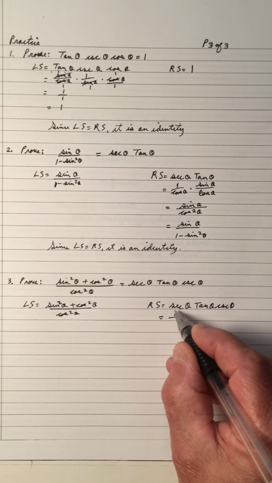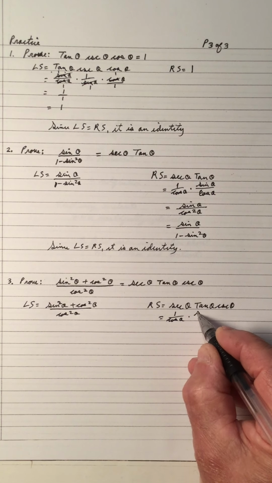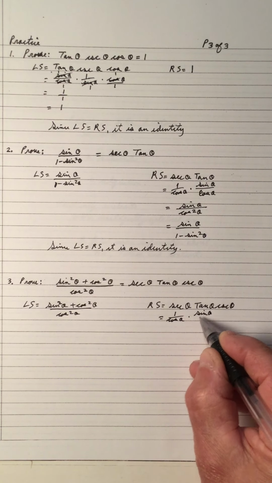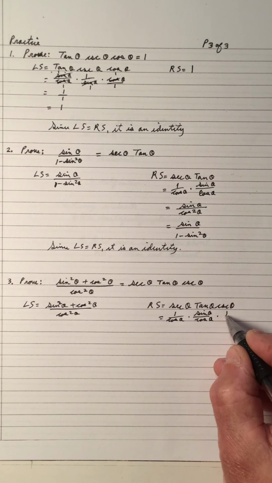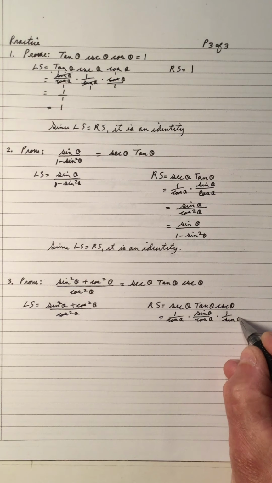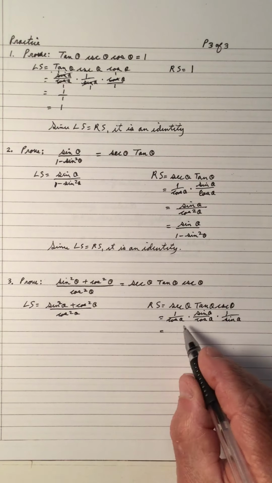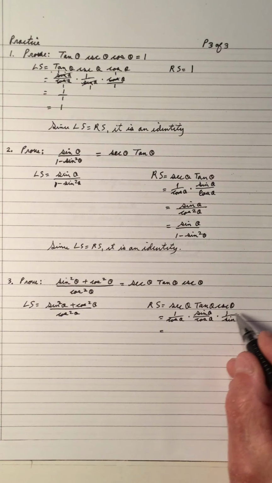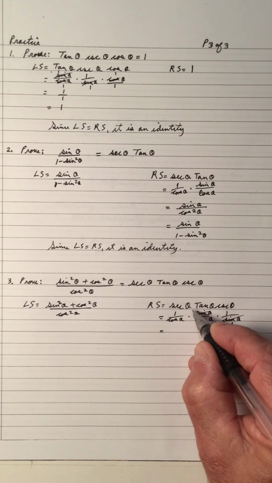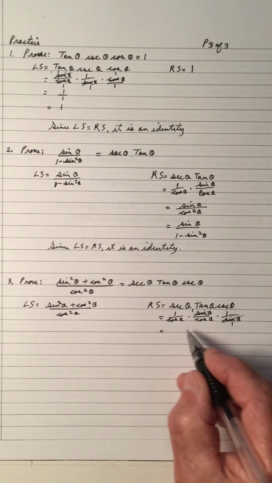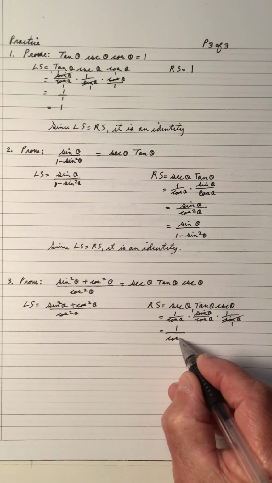Secant is 1 over cos. Tan is sine over cos. Cosecant is 1 over sine. And we're multiplying. Notice we can't cancel. Yes, we can. We have fractions, so we have a sine right here and a sine here, so I can cancel sines. 1, 1. So 1 times 1 times 1 is 1. Sine times sine is sine squared.